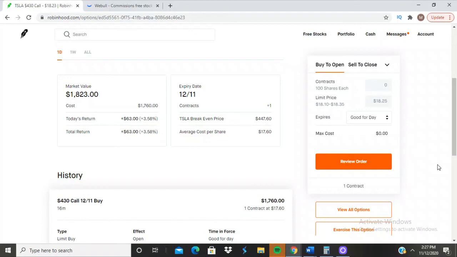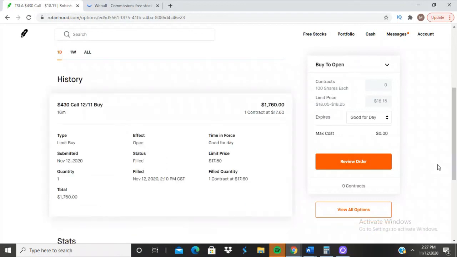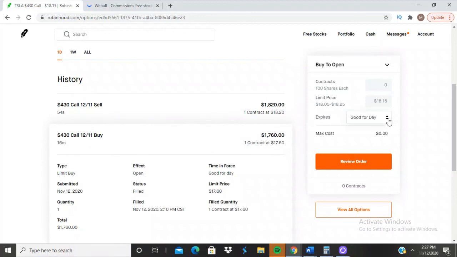Okay, y'all, we got it gone, man. You see, it just sold. I sold it for $18.20. I bought it for $16.60, and I sold it for $18.20, so you can see here. I made $60 on this trade for 17 minutes of me having it. So you see, that's not bad. $60 in 17 minutes.